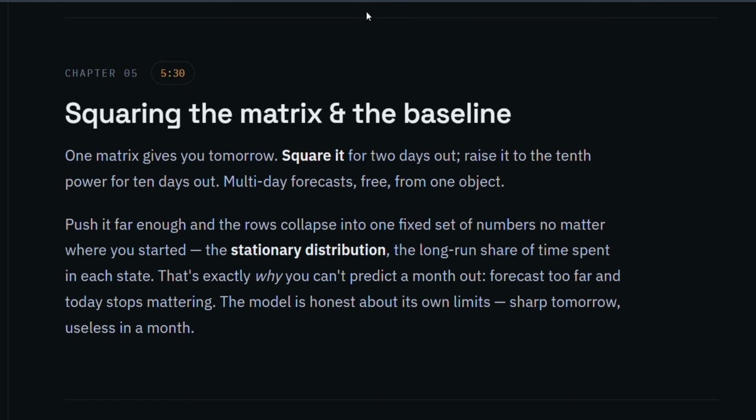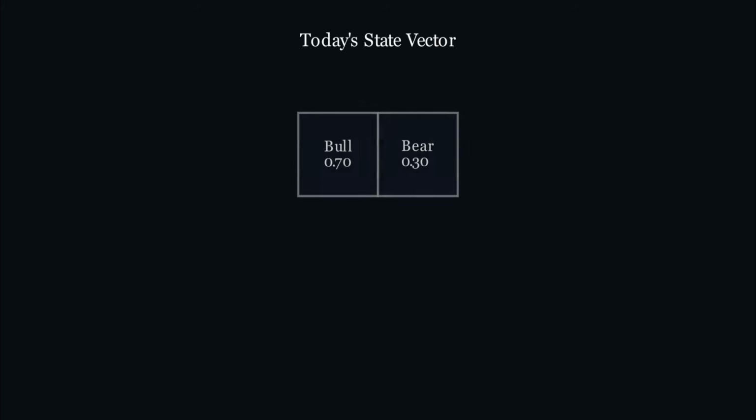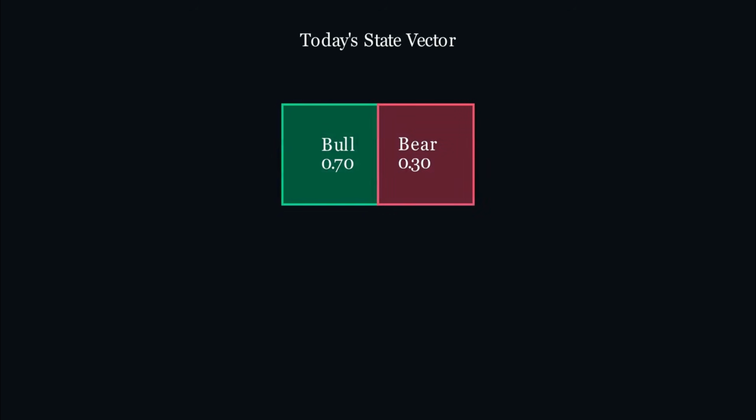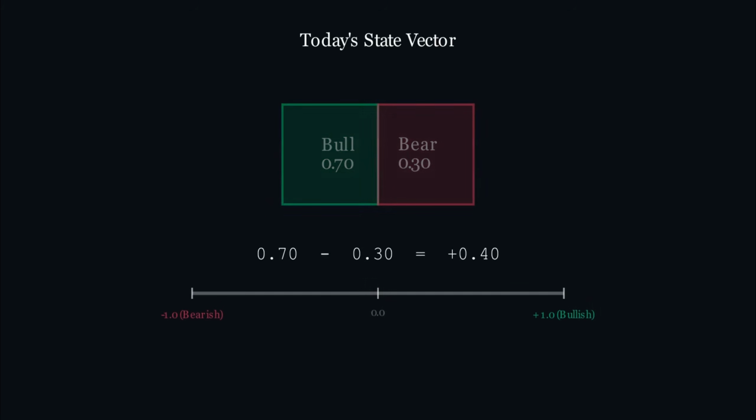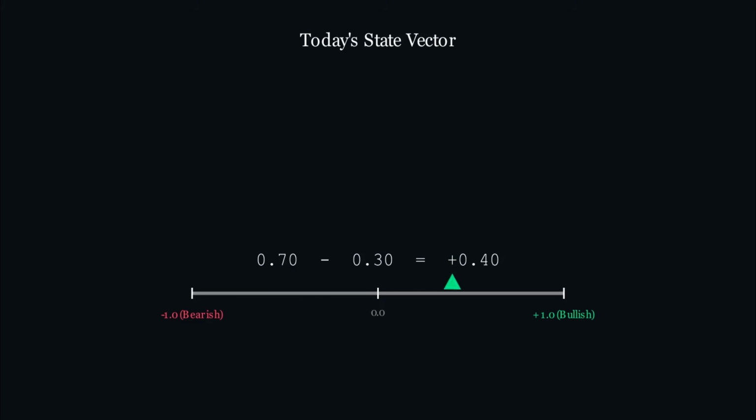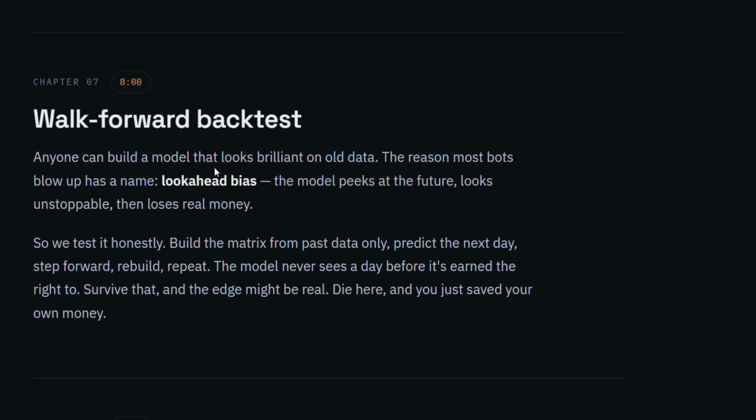So how do we turn a grid into an actual decision? One clean line. Take today's state, read its row, grab the bull probability, subtract the bear probability. That difference is your directional bias. Positive means the odds lean long. Negative means they lean short. The bigger the number, the stronger the edge. One signal. Fully mathematical. Zero emotion. Bull odds minus bear odds. That's the entire decision.